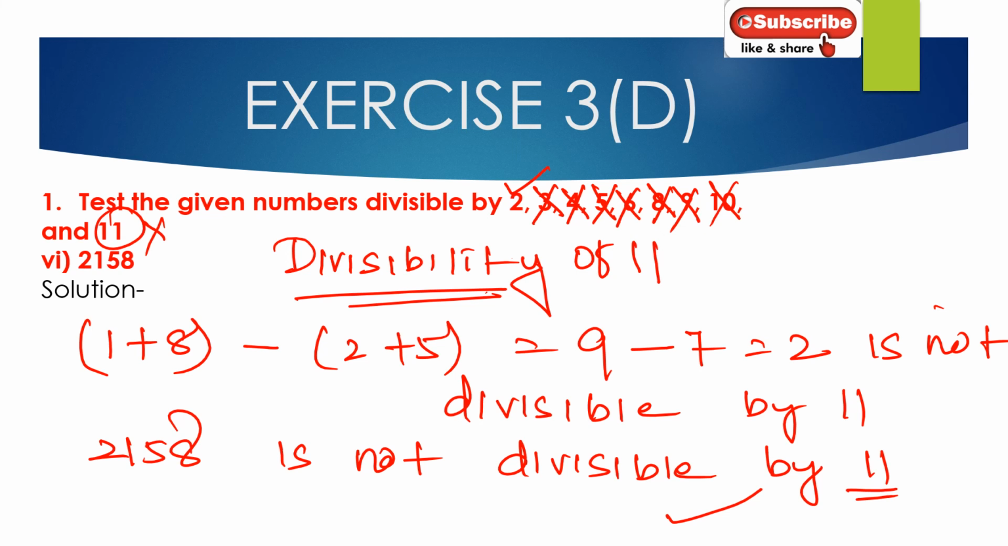So this number 2158 is divisible by only 2. This number is divisible by only 2, and it is not divisible by 3, 4, 5, 6, 8, 9, 10 and 11.